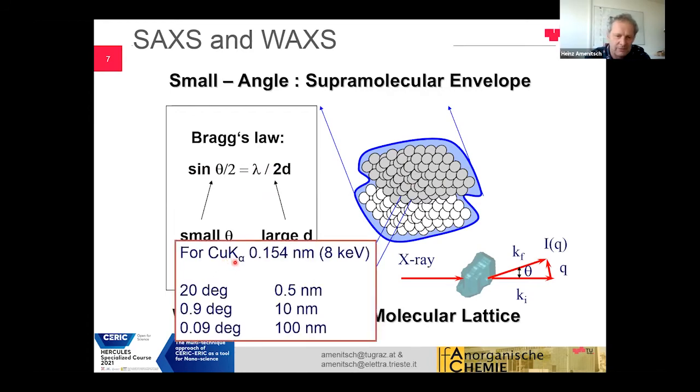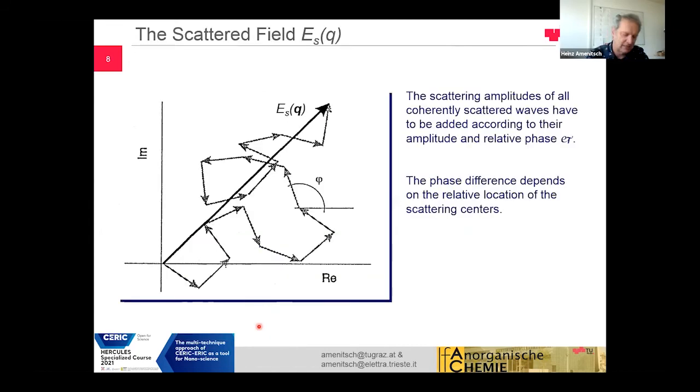Some examples: if you look at 20 degrees for Kα radiation, 8 keV photons, you have a resolution of about 0.5 nanometer. If you look at 0.9 degrees, you have a resolution of about 10 nanometers. And if you want to measure 100 nanometers, you need to be able to measure 0.09 degrees in the small-angle X-ray scattering signal. So this is why it was so difficult to measure this signal. Coming now to the scattered field.